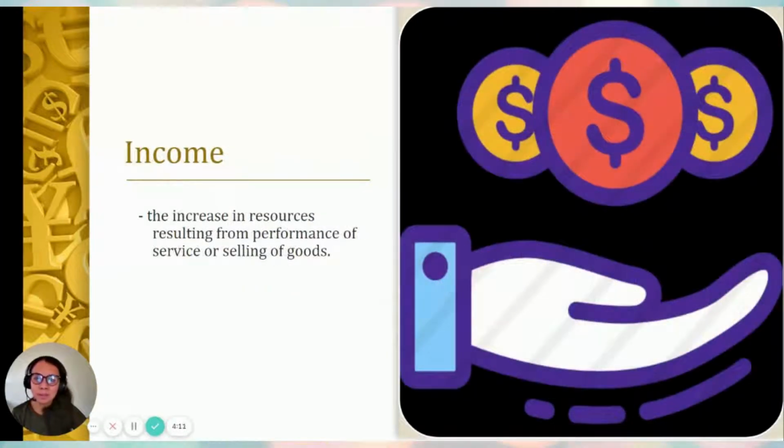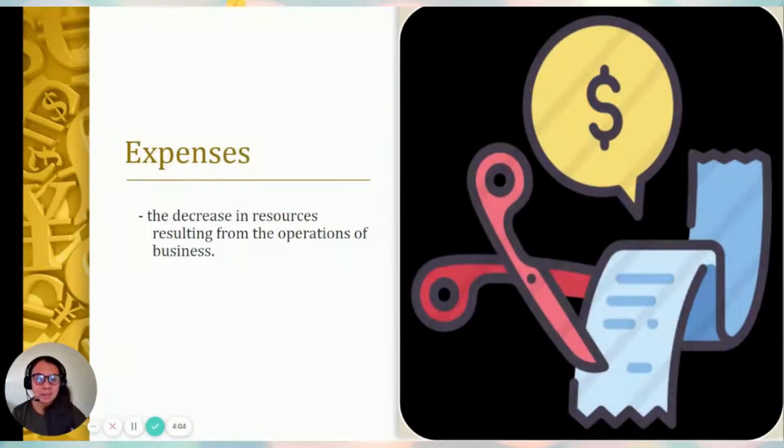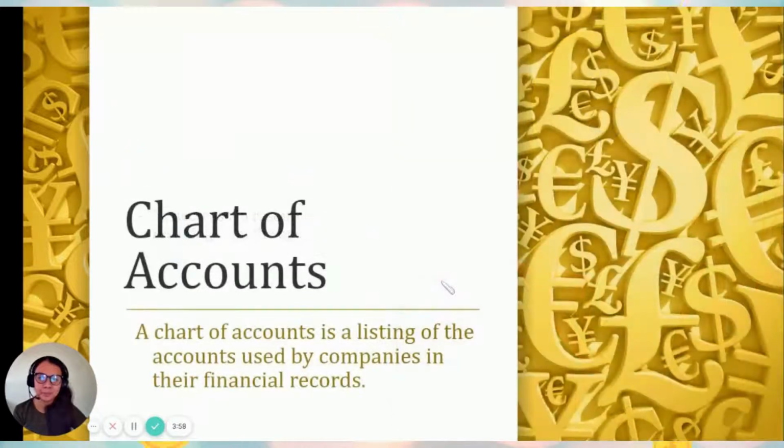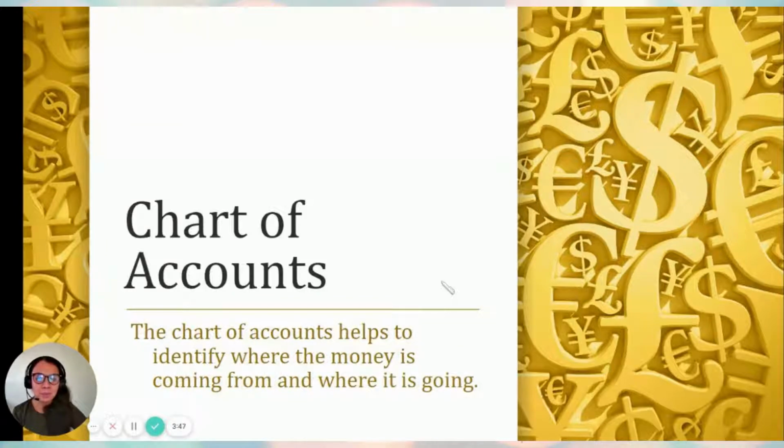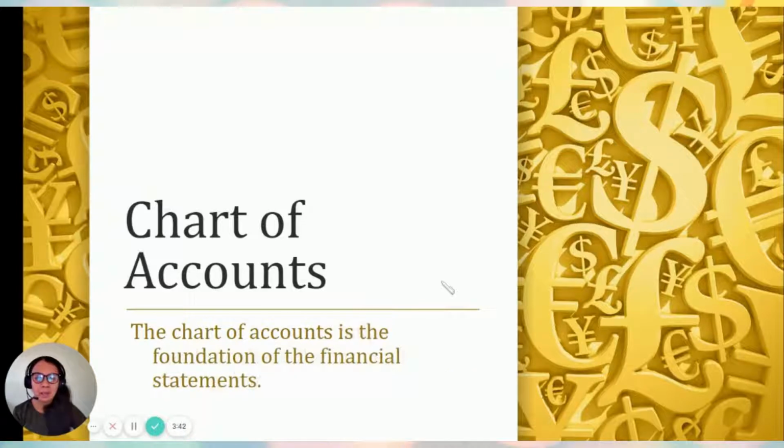You have income. It is the increase in resources resulting from performance of service or selling of goods. And expenses, which refers to the decrease in resources resulting from the operations of the business. Now, we also talked about the chart of accounts, and it is said that a chart of accounts is a listing of the accounts used by companies in their financial records. It helps to identify where the money is coming from and where it is going. And it is also the foundation of the financial statements.